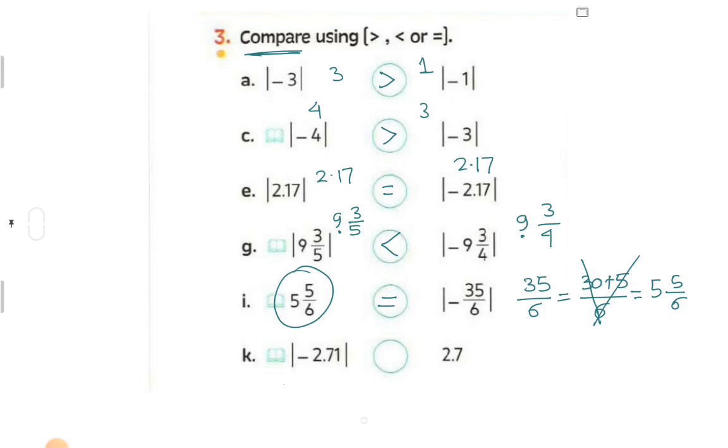Absolute value of negative, absolute will be positive, and here it's itself. Now we have two whole number, point 7 tenths, and here we have 7 tenths. Now we need to compare the hundredths place. We have here 1 and here we have 0. So 1 bigger than 0, it's okay.